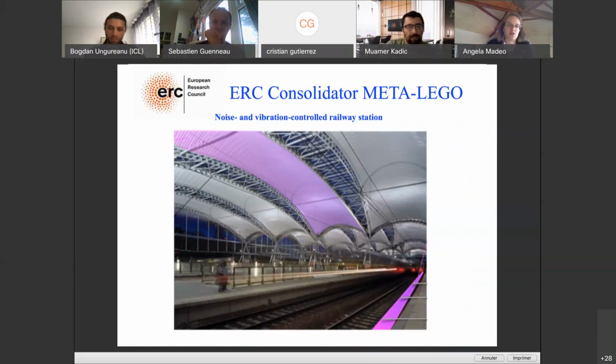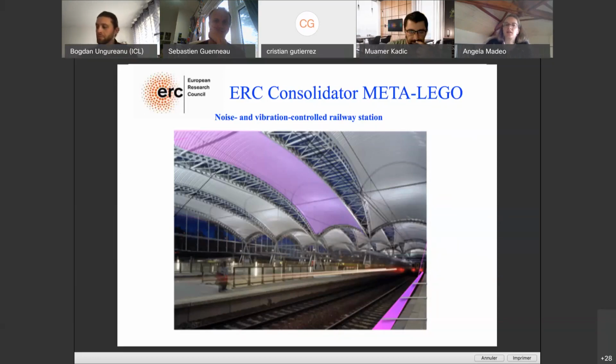So here I sketched some ideas on what will be possible after this research is performed. And we can think, for example, of a noise and vibration controlled railway station, as in the picture. You think the pink is the metamaterial part, and the gray is more classical materials. And one question that we would like to answer is how we can shape the vault of this station, for example, to convey energy into the classical material and to convey energy towards specific collection points.